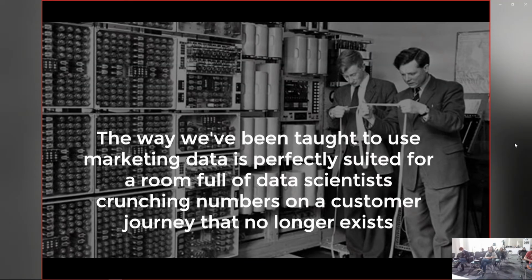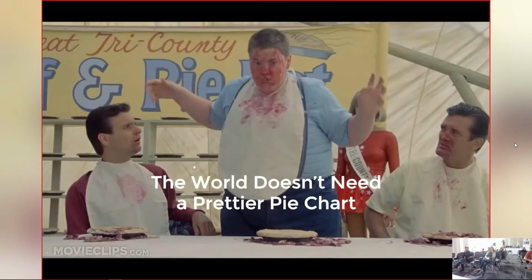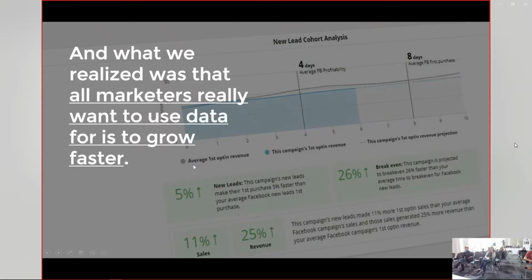So the way we've been taught to use the data has been great for a bunch of data scientists looking at what was the last click that occurred. And that's not what happens anymore. People are distracted. They need to warm up to a brand, particularly if it's a small niche new business advertising online. There's a journey they have to take to become a customer. The world doesn't need a prettier pie chart. It needs better information. And so what we've realized is that marketers just want to use data to grow faster.